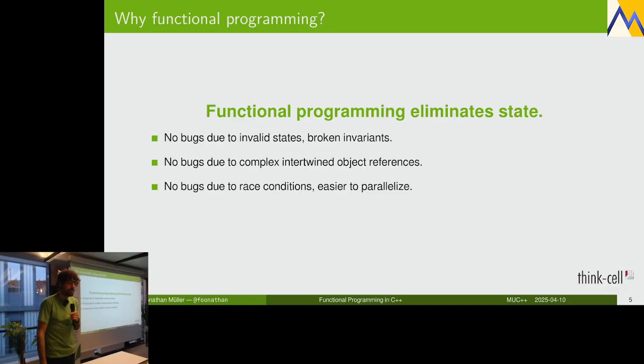And this is more relevant now than ever. If you don't have state, you don't have shared state, and this makes it trivial to parallelize, right? Because you don't have any shared state, you don't have any race conditions, and you can just split your work up into multiple threads or on a GPU or whatever and have it run in parallel.